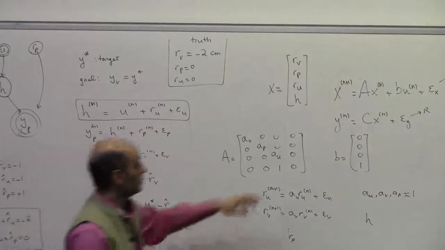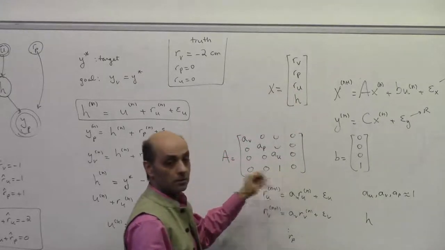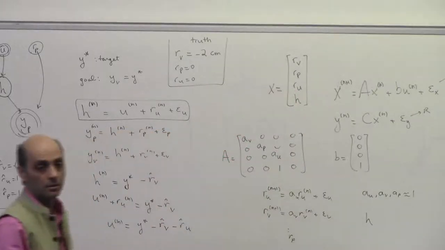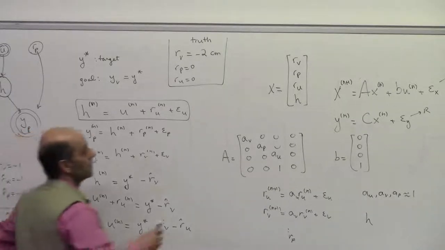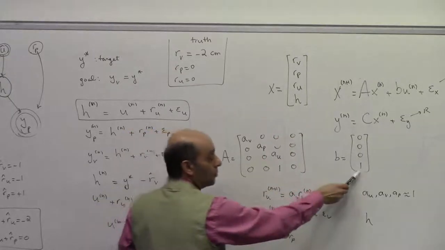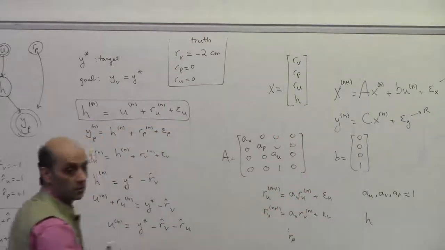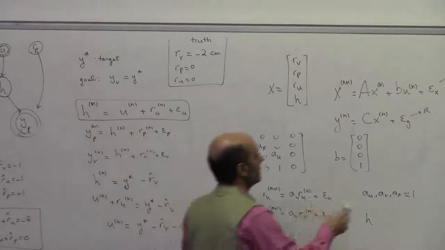Right? So remember, RU is the third quantity here. That's what this is. So I'm saying that hand position depends on RU and U. Do you see it? OK, so that's the only one that depends on U. All right, so here's a state equation. Now what about C?